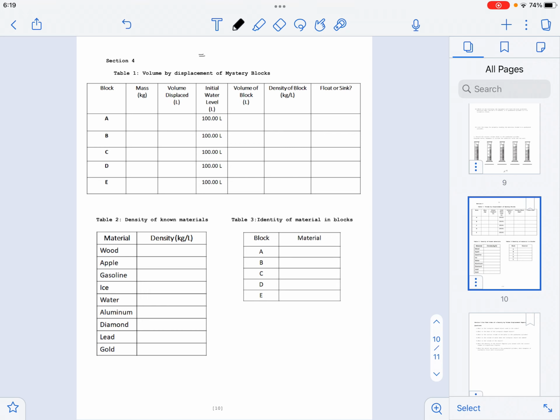In the video, they're going to show you the mass of each of the blocks. They're going to show you the volume that was displaced by the block. You're going to see in that same instance if that block was sinking or floating. There are 2 calculations that need to be done by you. One is the volume of the block and the other one is the density of the block.